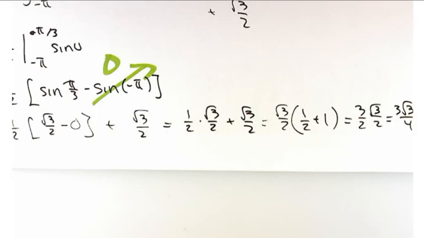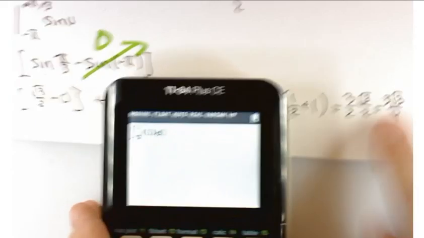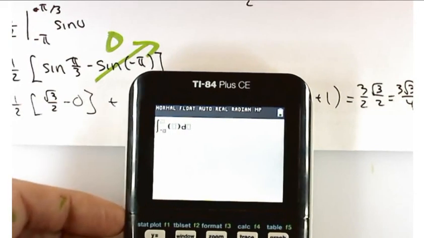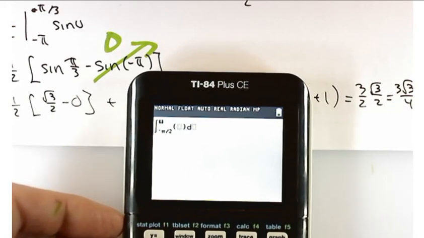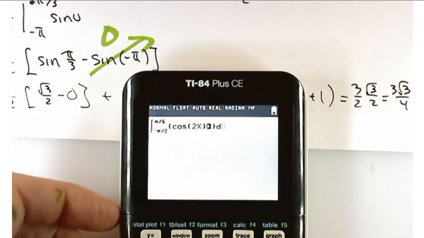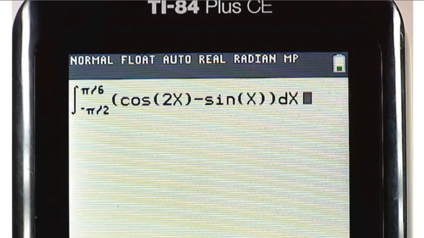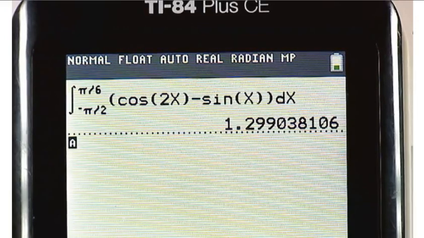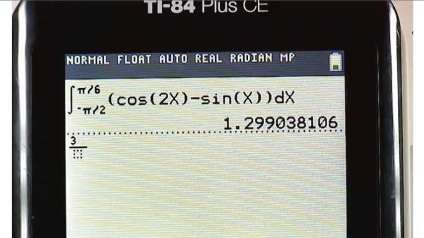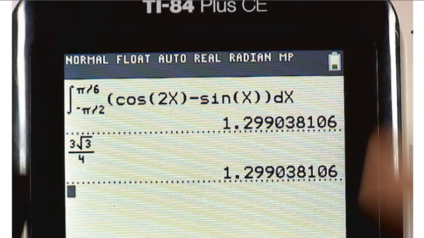Let's just double check our answer. What I want to do is do it numerically. I want to compare this answer numerically with what I get on my calculator. So from negative pi over 2 to pi over 6 of cosine of 2x, make sure you put in the right parenthesis around that x, minus sine of x dx. And let's compare that to 3 times the square root of 3 over 4. They're looking pretty similar. It's a real good way to double check your work, to see that you get the same value for both of these.